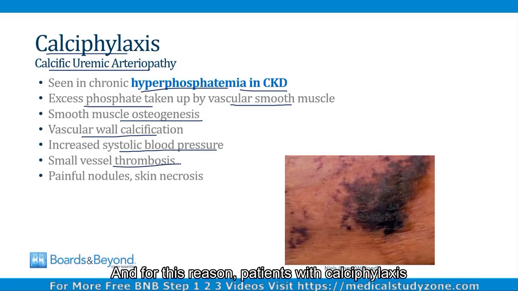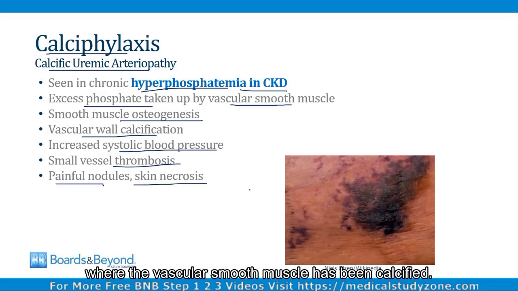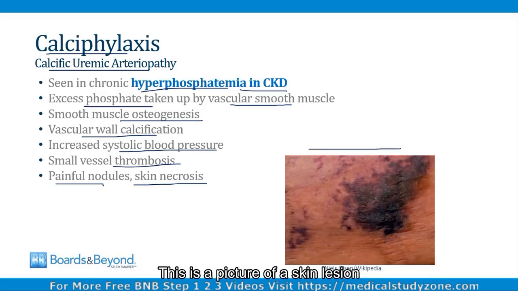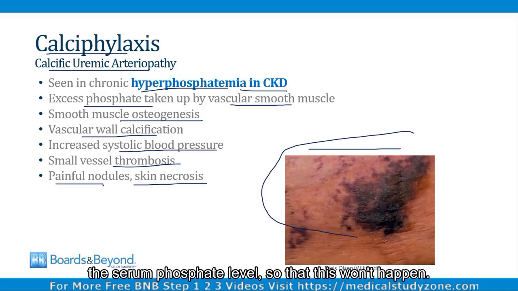And for this reason, patients with calciphylaxis develop these painful nodules and skin necrosis in areas where the vascular smooth muscle has been calcified. This is a picture of a skin lesion of a patient with calciphylaxis. And the reason we give phosphate binders is to decrease the serum phosphate level so that this won't happen.